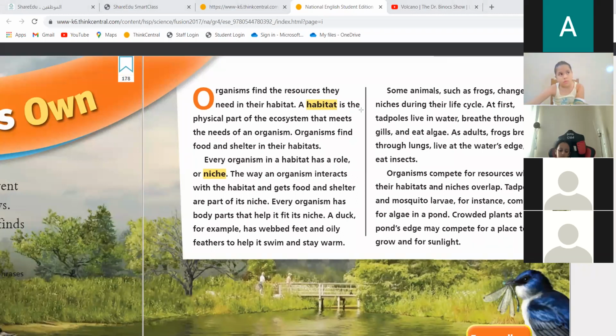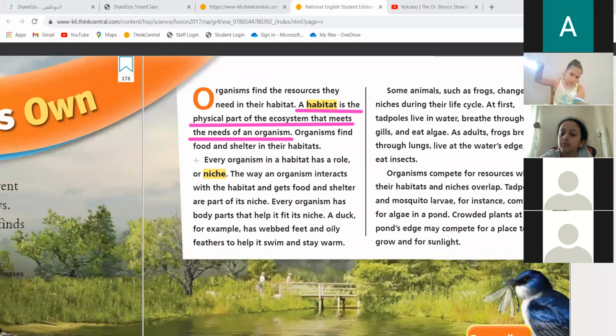So, what's a habitat again? Let's underline. A habitat is the physical part of the ecosystem that meets the needs of an organism. Excellent. So that means animals, what do they find in their habitat? They find whatever they need. What do they need? Yes, they need food and shelter in their habitat. These are physical things. Did you underline? Yes. Very good.